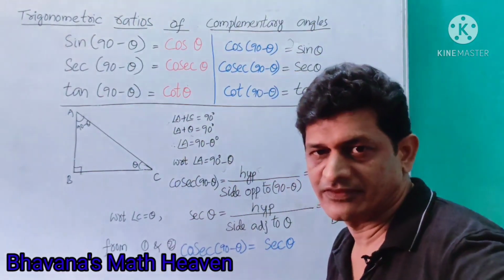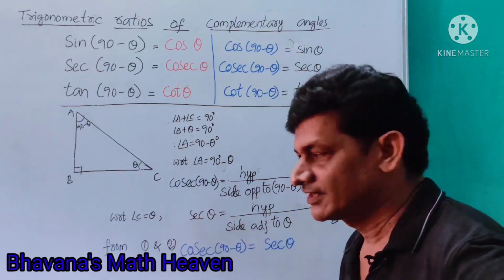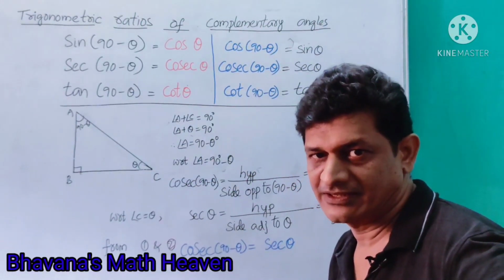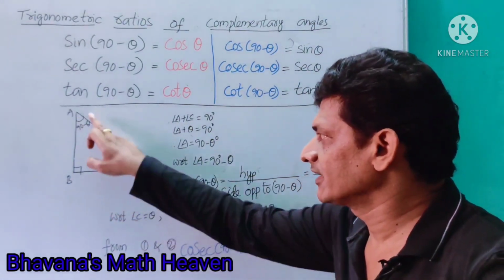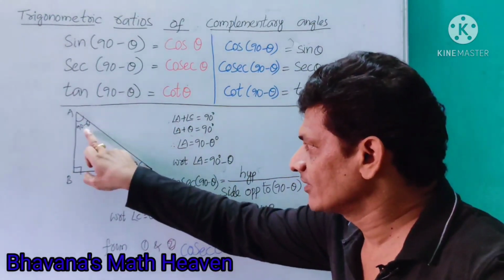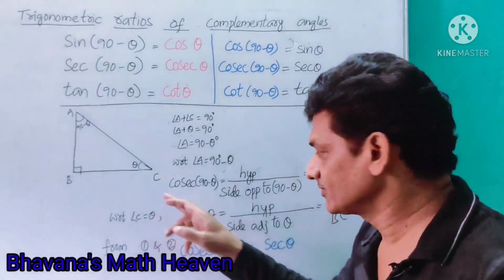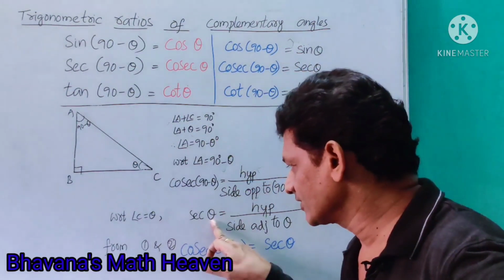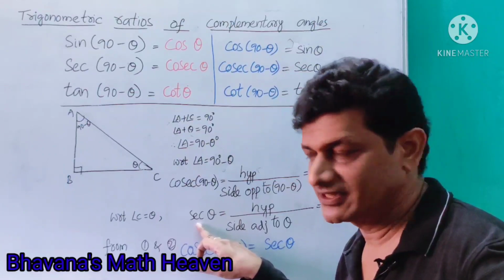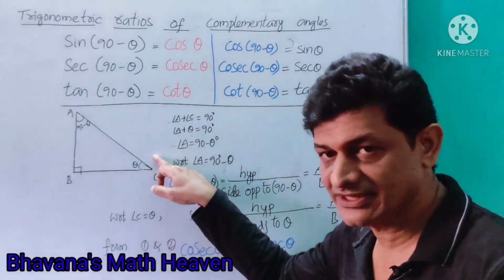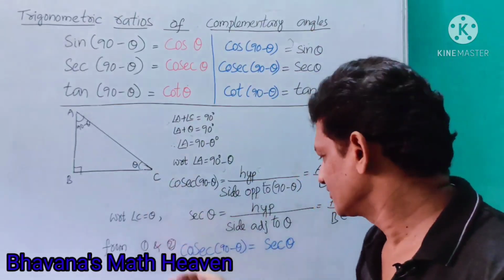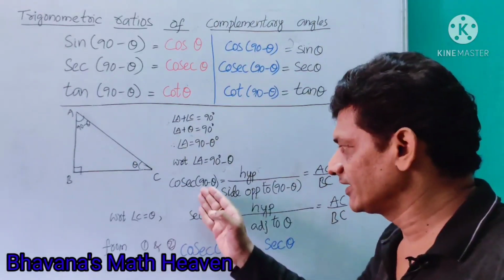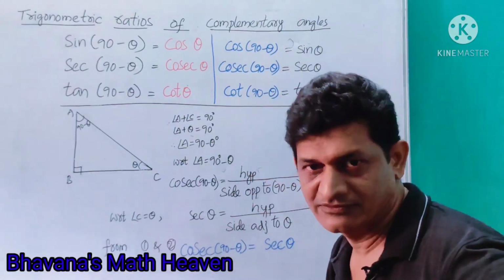Fourth one, cosecant of 90 minus theta equals secant theta. Once again go for the definition of cosecant of 90 minus theta. Hypotenuse by side opposite to 90 minus theta. Hypotenuse is AC and side opposite to 90 minus theta is BC. So now the ratio becomes AC by BC. Coming to secant theta, with respect to theta, secant is hypotenuse by side adjacent to theta. Hypotenuse is AC and side adjacent to theta is BC. So it becomes AC by BC. Now observe these two ratios, both are equal here. So that's why cosecant of 90 minus theta equals secant theta.